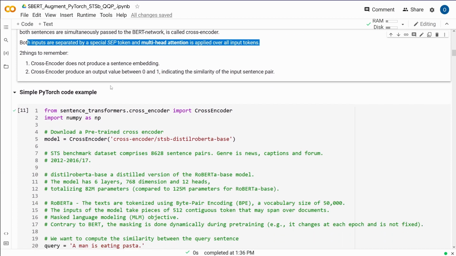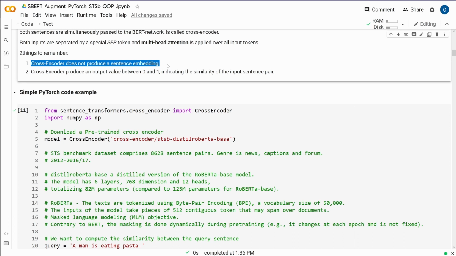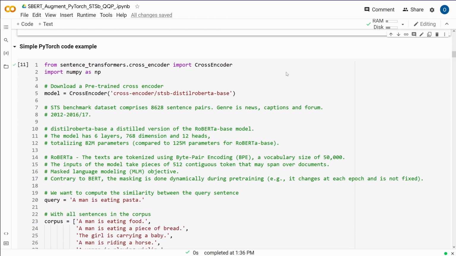So, two things to remember. Cross-encoders do not produce sentence embeddings. Cross-encoders produce an output value between 0 and 1, indicating the similarity of the input sentence pair. This is it. And now we're going to code.